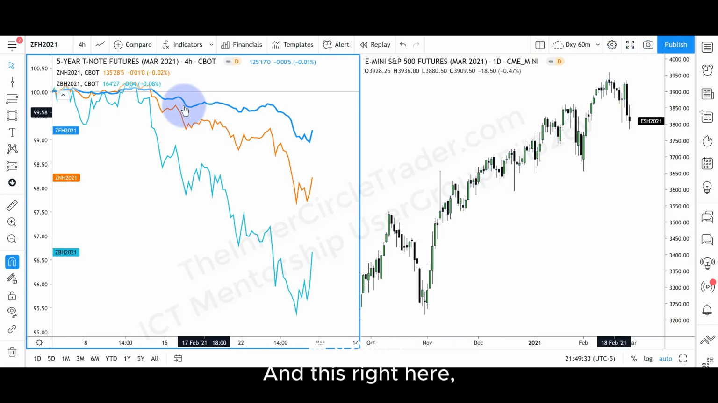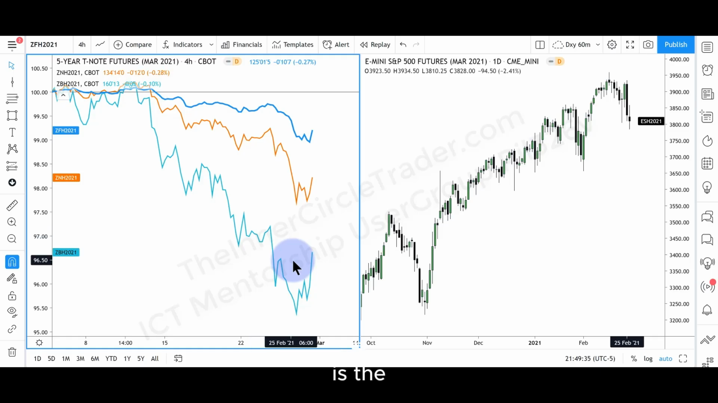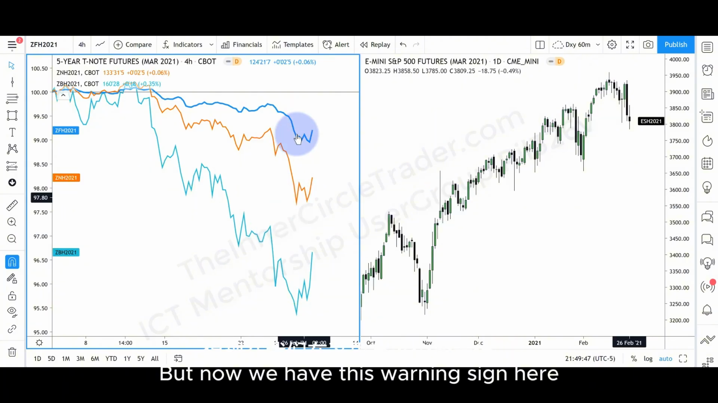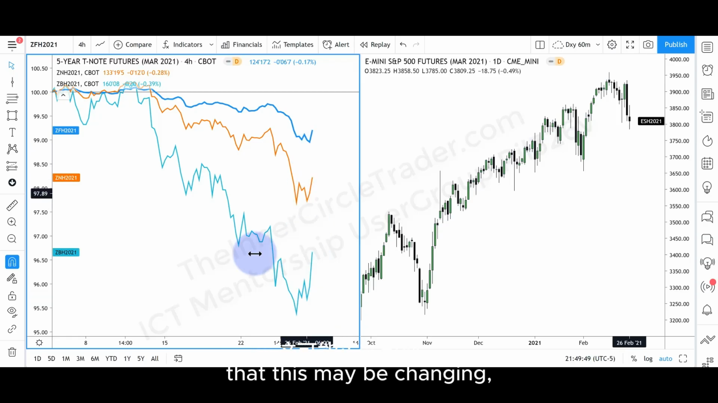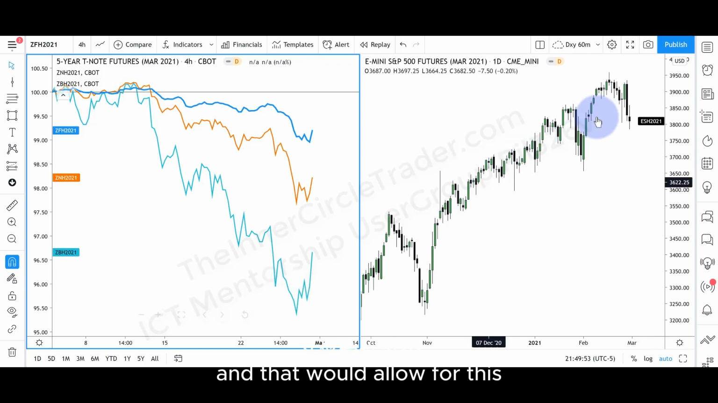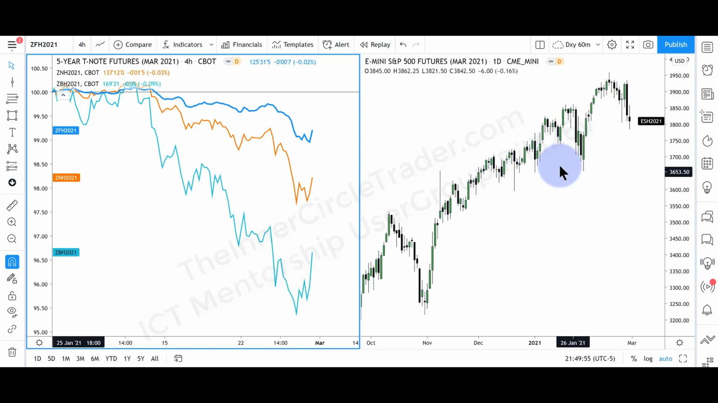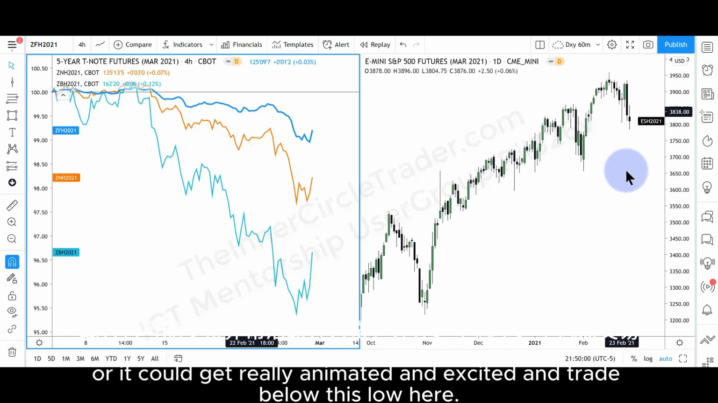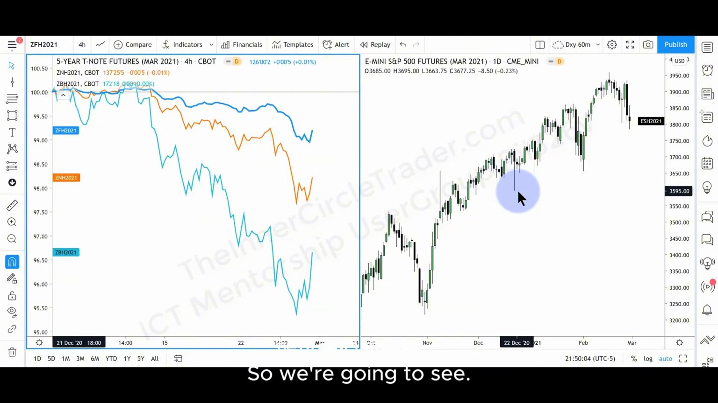And this right here, decline, is the lack of interest in buying the bond market because the money's pouring into stocks. But now we have this warning sign here that this may be changing, at least for the short term. And that would allow for this area in here to be traded to on the S&P. Or it could get really animated and excited and trade below this low here. So we're going to see.